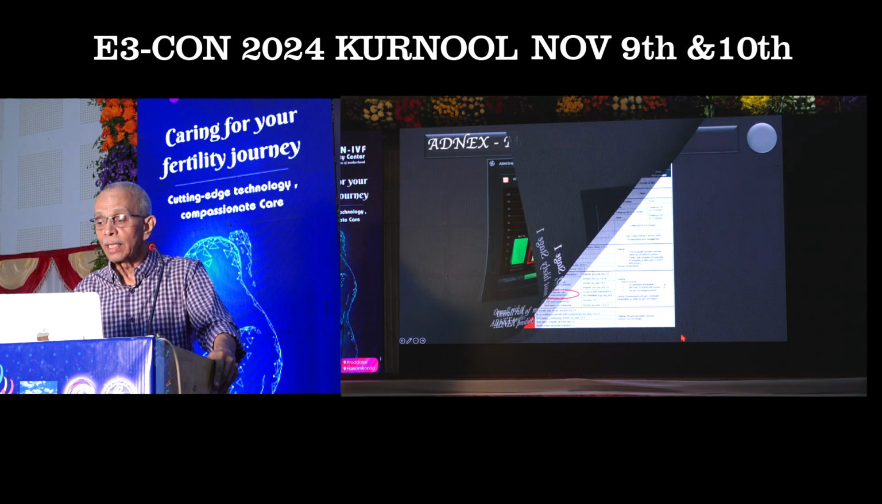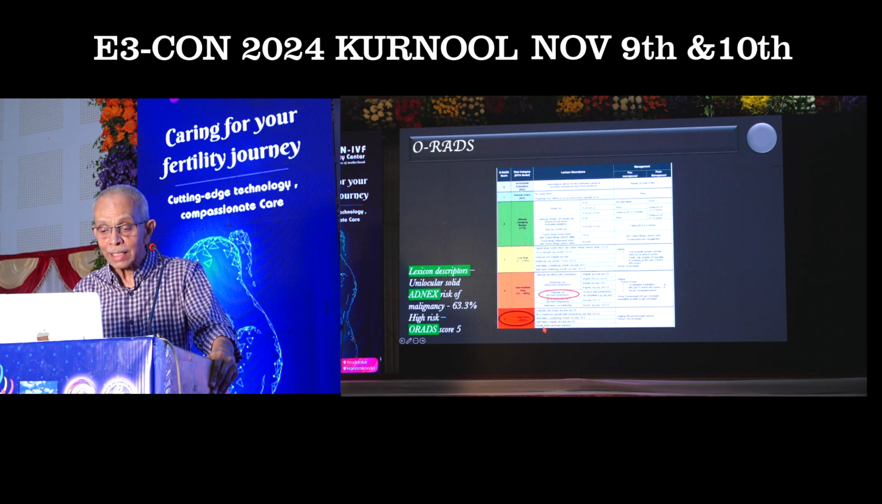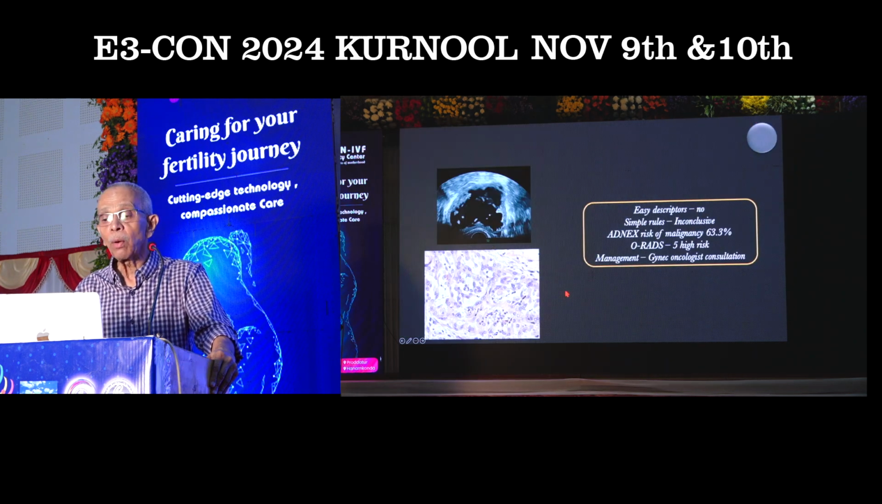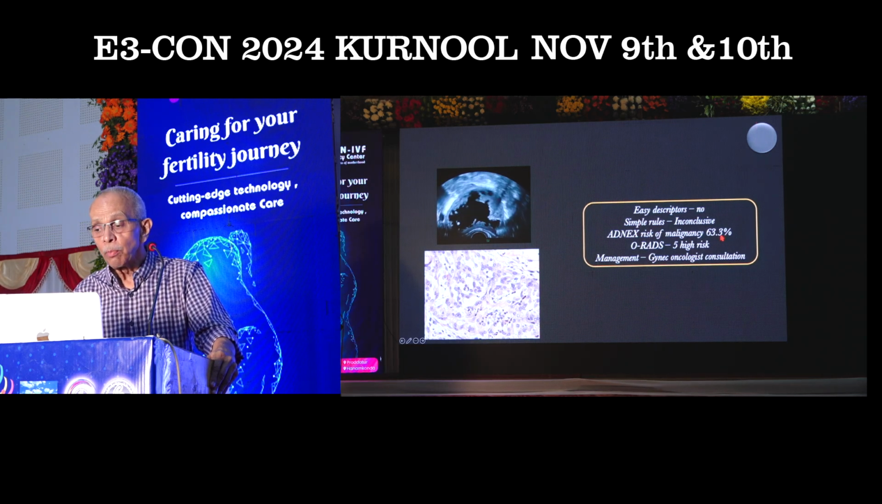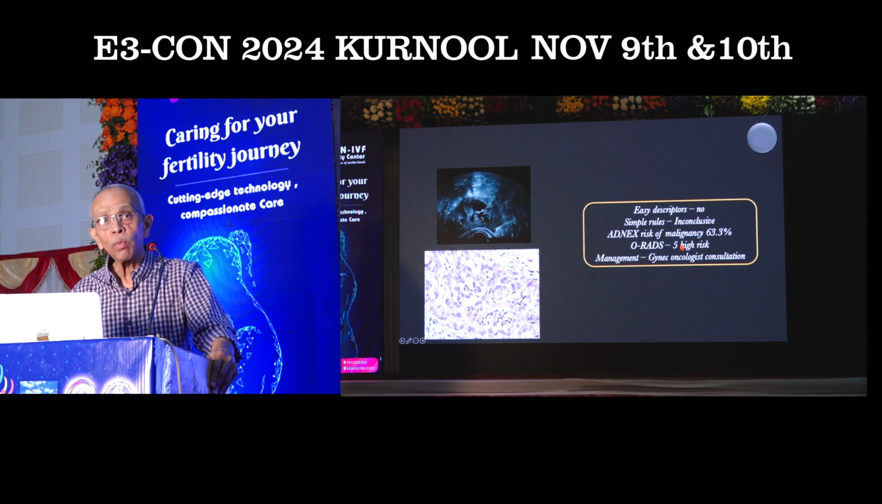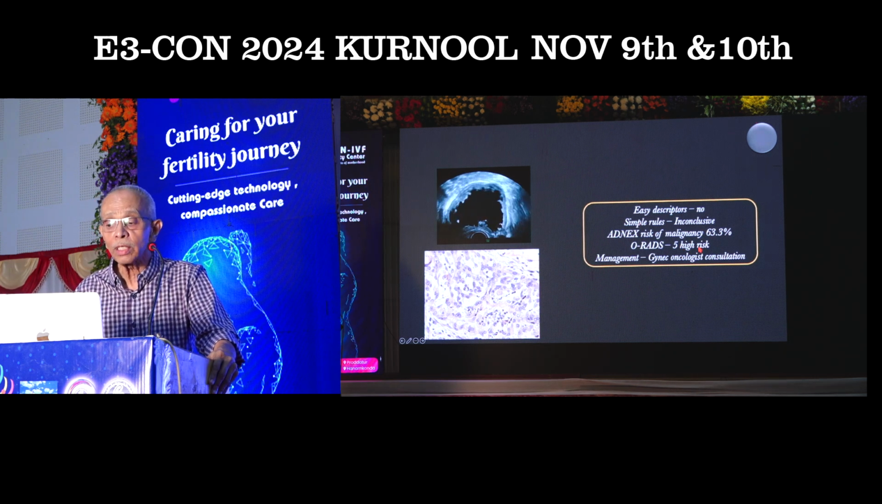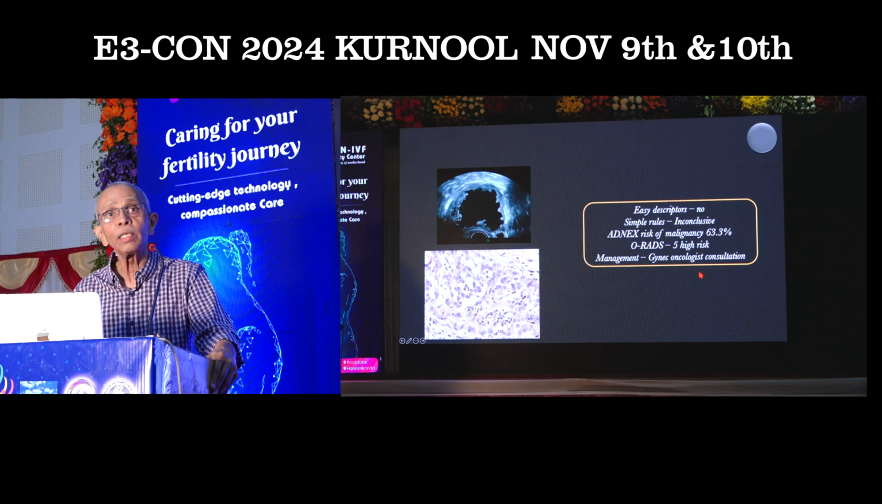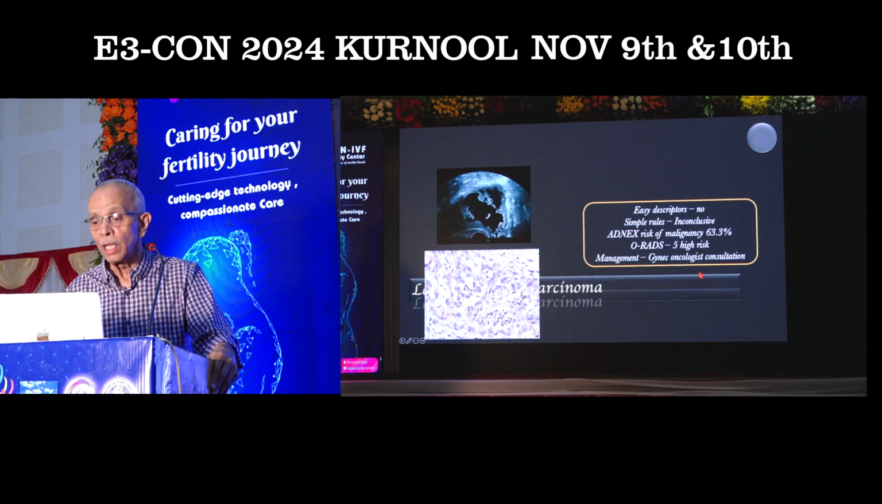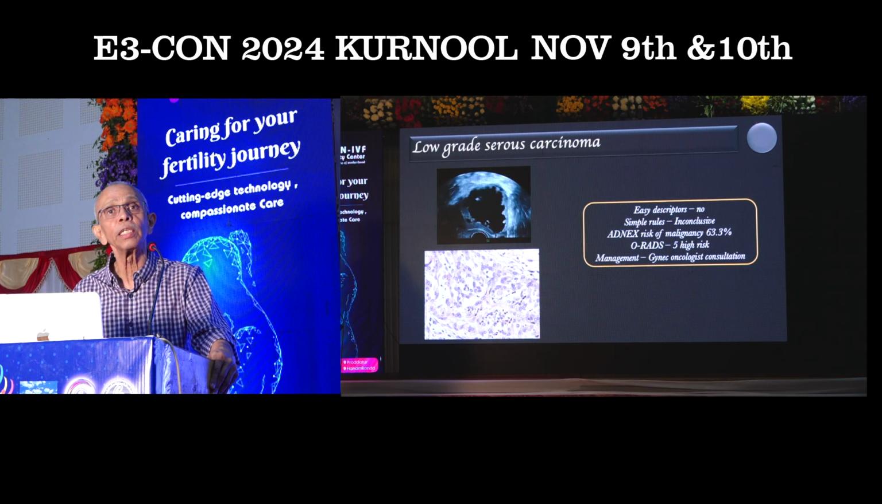Once you say that, then you can put it on to the O-RADS. As I said, it is going to be considered high risk with this description. So, easy descriptors: no use. Simple rules: inconclusive. ADNEX model shows that there is a malignancy risk of 63%. O-RADS shows a score of 5, that is, a very high score for malignancy. So for management, you have to send it to a gynec oncologist, and this turned out to be a low-grade serous carcinoma.